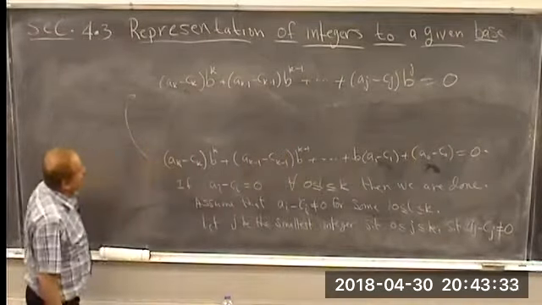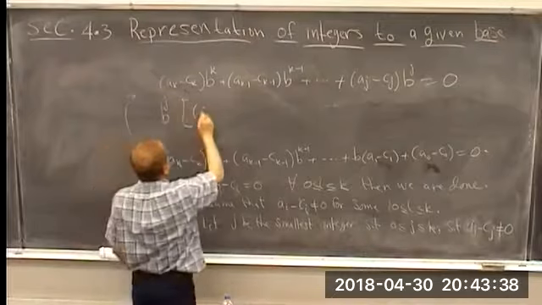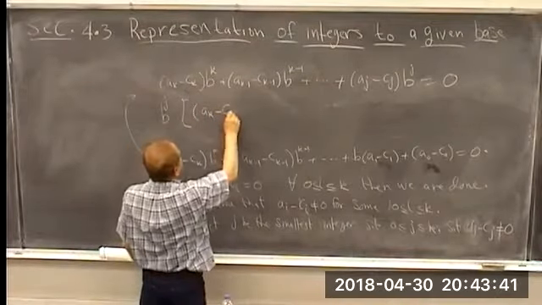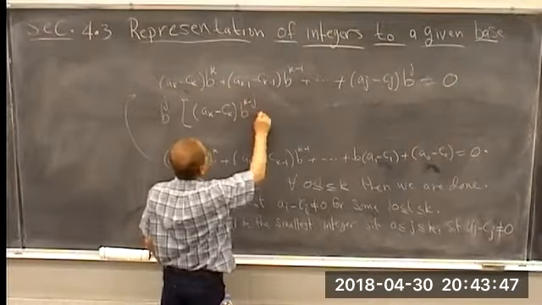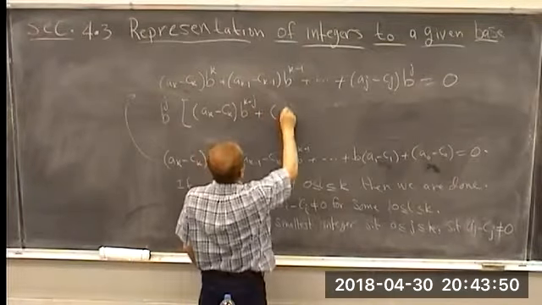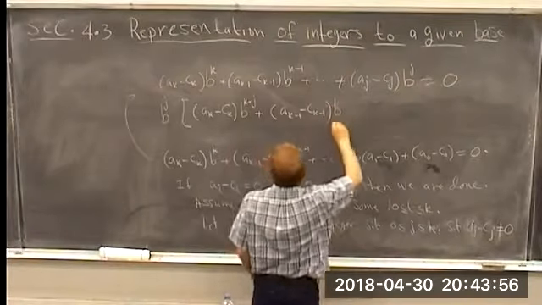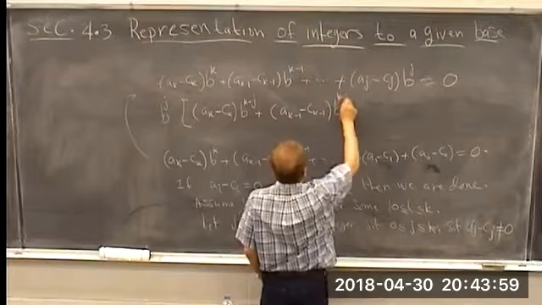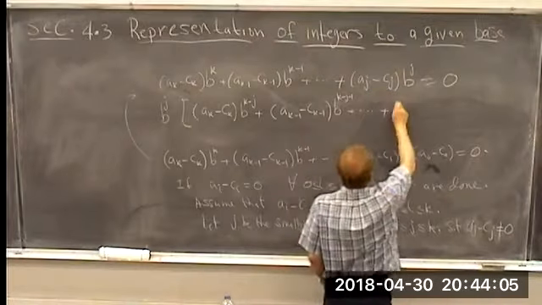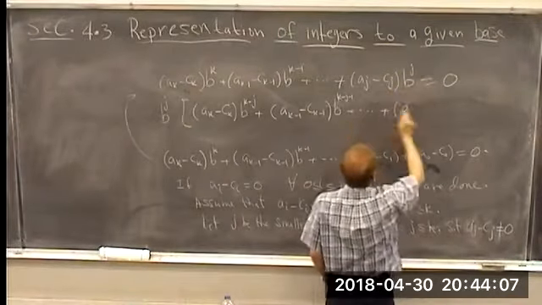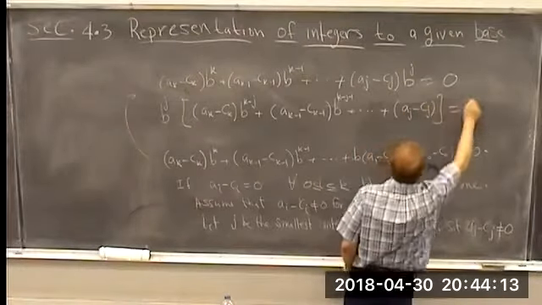All right, so we can factor a B^j from all of this, and we end up with (A_k minus C_k) B^{k-j}, and the next one is (A_{k-1} minus C_{k-1}) B^{k-j-1}, and so on. The very last term, since the B is factored out, is going to be A_j minus C_j. All right? So this is equal to 0.